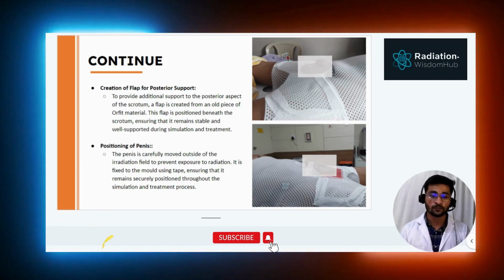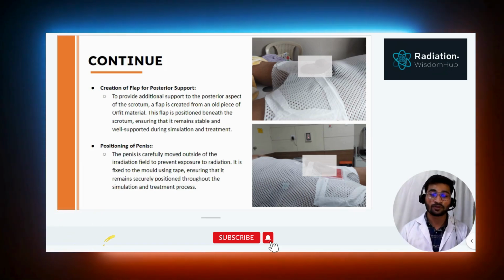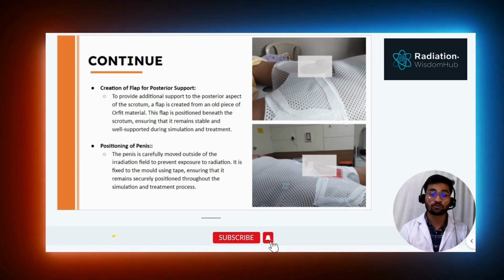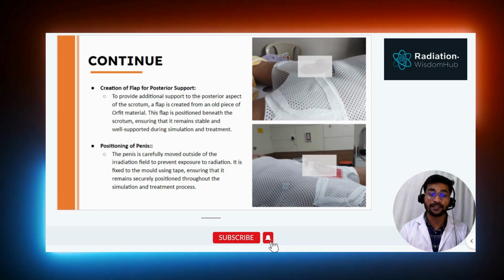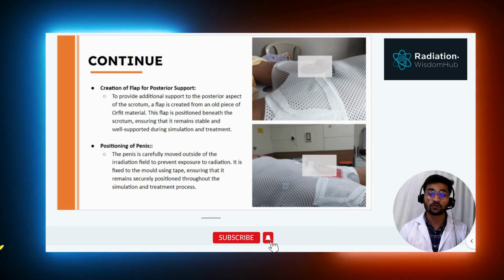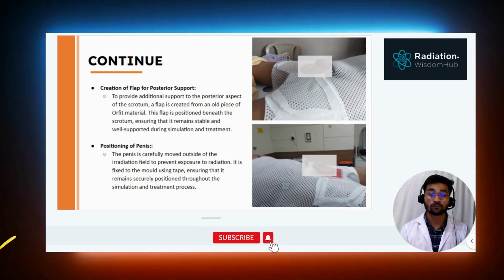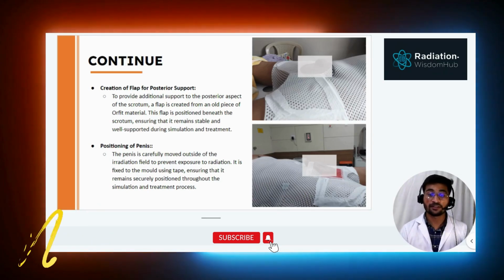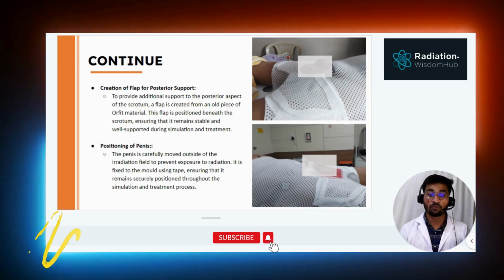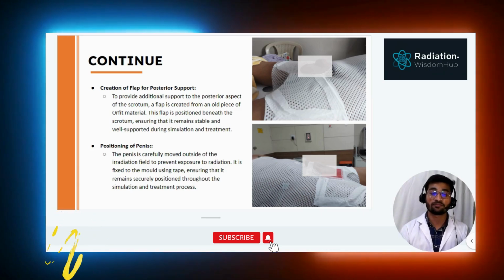the treatment. So the positioning of the penis is also important for the exposure. The penis is carefully moved outside of the irradiation field to prevent exposure to the radiation. It is fixed to the mold using tape, ensuring that it remains securely positioned throughout the simulation and the treatment process.